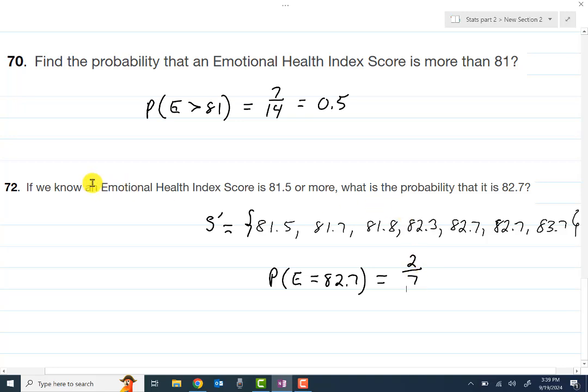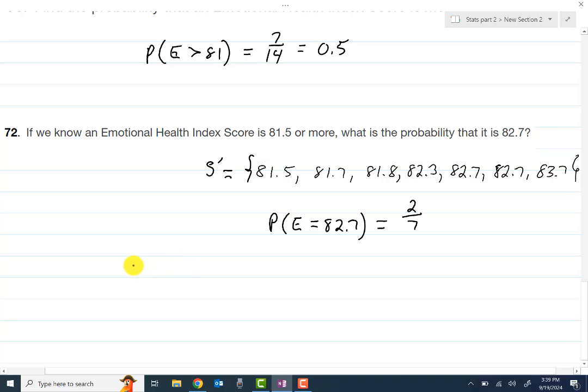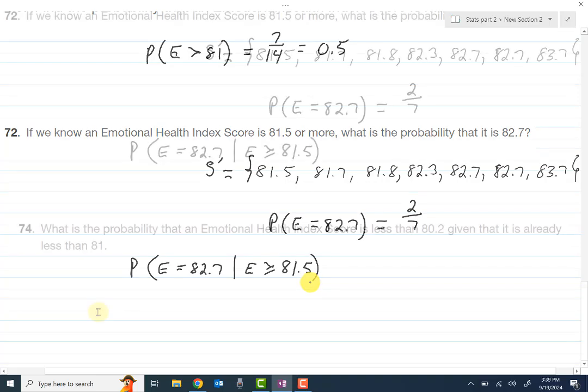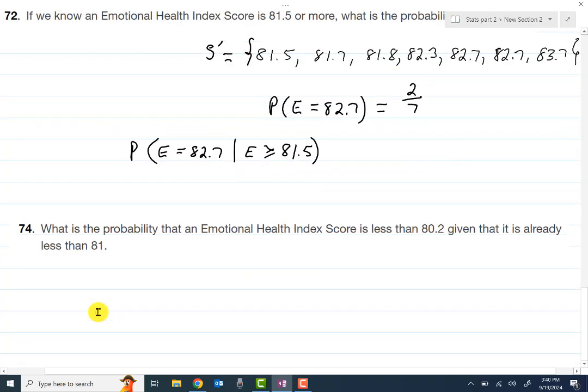So when they write this, if we know an emotional health index score is 81.5 or more, so we know that already, here's what we did. It was the probability of having E equal 82.7 given that E was greater than or equal to 81.5. So you can see they're using the phrase given that.